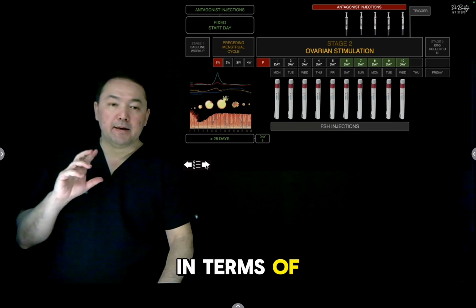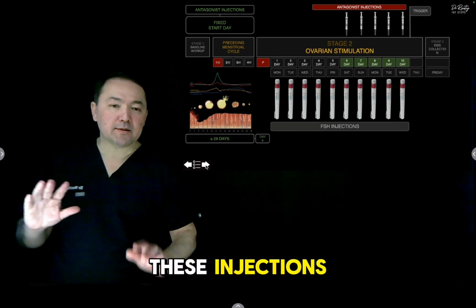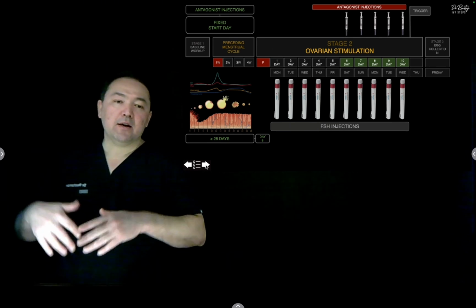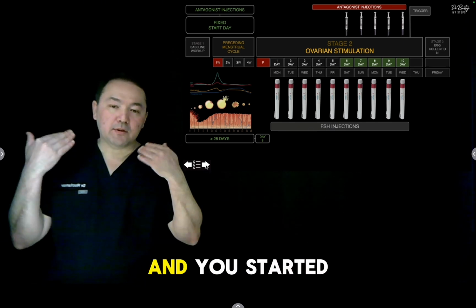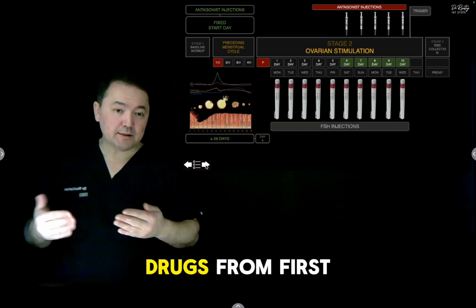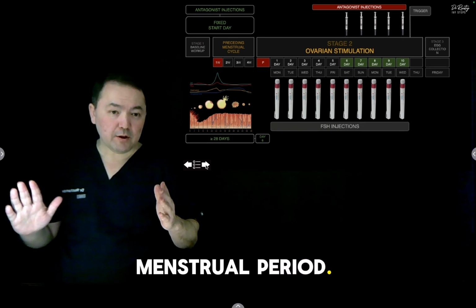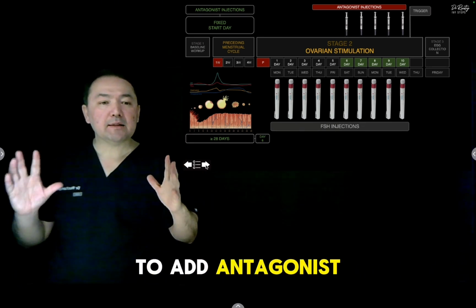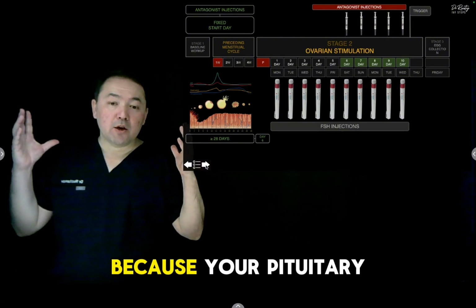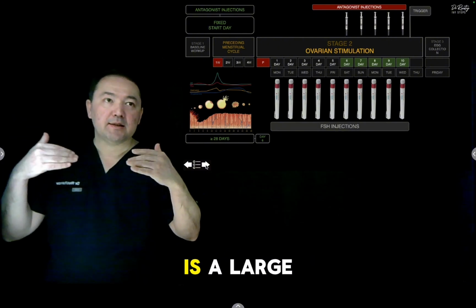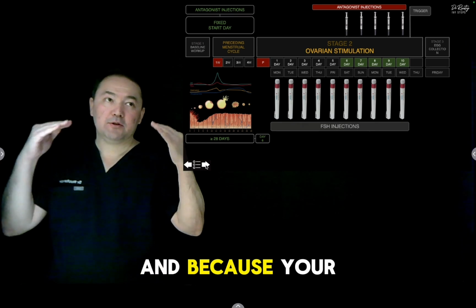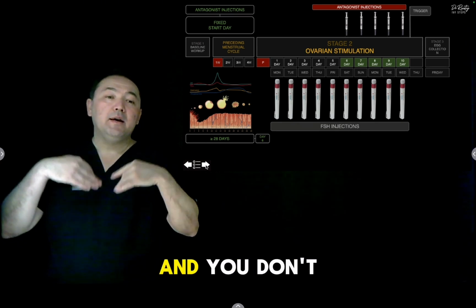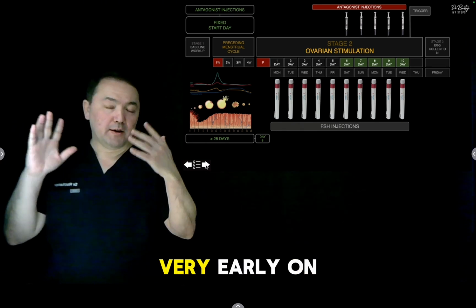In terms of when you start these injections: you had a menstrual period and you started your FSH stimulation drugs from the first or second day of your menstrual period. Later on, you need to add antagonists. You don't need to add antagonists too early. Why? Because your pituitary doesn't sense there is a large follicle, your estradiol levels are quite low, and you don't surge LH hormone very early on.